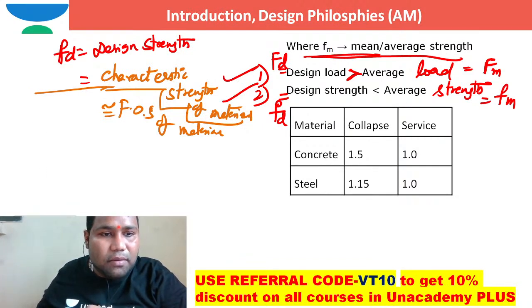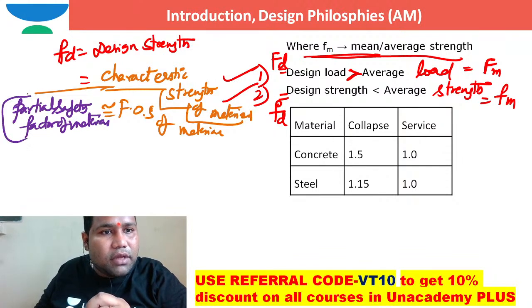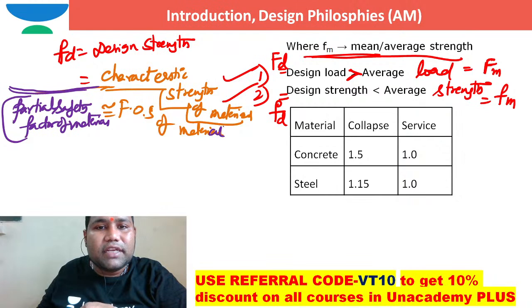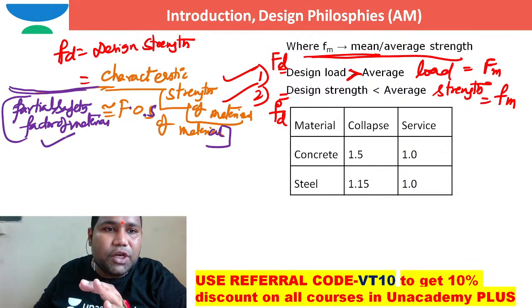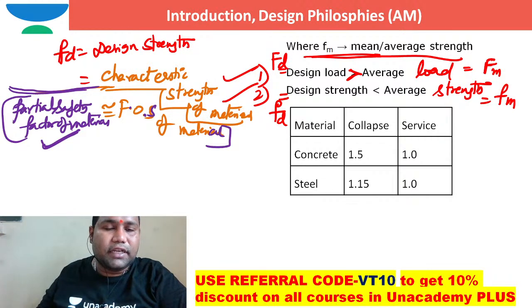Both are one and the same. Maybe I can say this as partial safety factor of material. Generally, in limit state method, we call that partial safety factor for material. In case of working stress method, they call that factor of safety of material. Both are synonymous words, but especially in limit state method, I need to use this terminology called partial safety factor of material, right? So this is how.